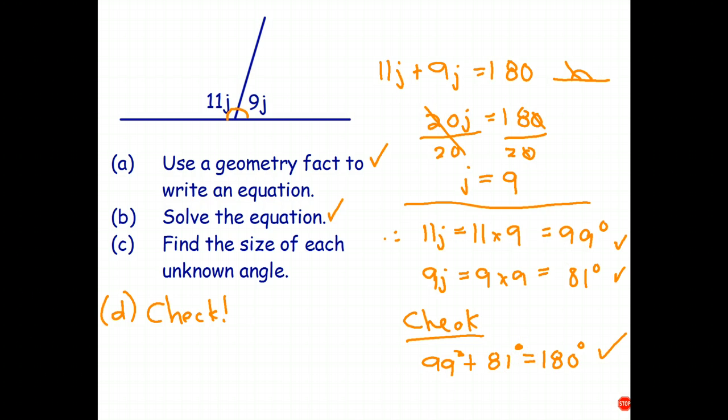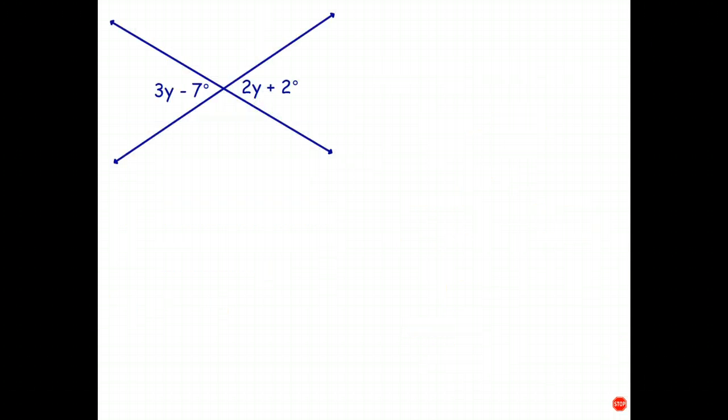Let me fix that up. That looks a little bit untidy. A bit smaller. Okay, 99 degrees plus 81 degrees equals 180. Okay, you're going to try one on the next page, please. Okay, so I'll give you a bit of a hint. These two angles are opposite angles, so they're equal to each other. See if you can write an equation, solve it, and then check it.